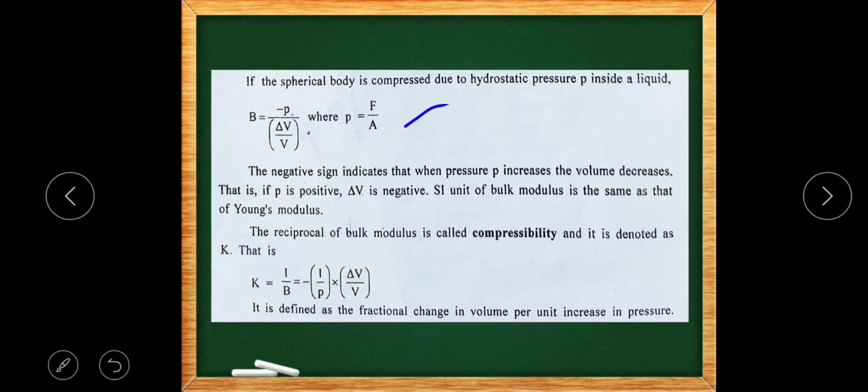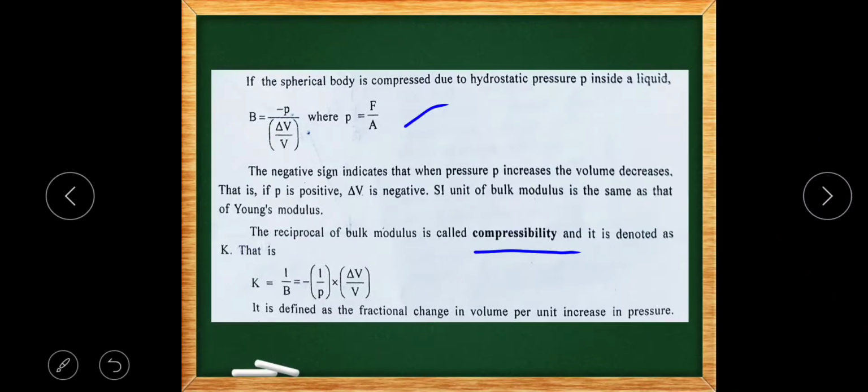The SI unit of bulk modulus is the same as that of Young's modulus. Here, the reciprocal of bulk modulus is called compressibility. It is denoted by capital K. Remember, modulus of elasticity is denoted by small k, and compressibility is denoted by capital K. Capital K is the reciprocal of bulk modulus, 1 by B.